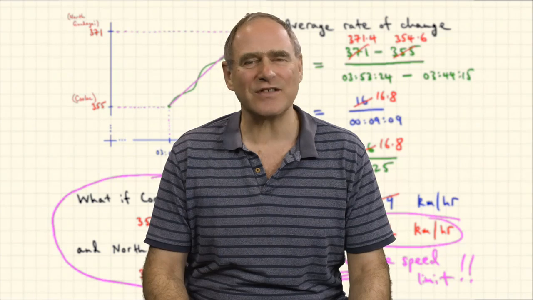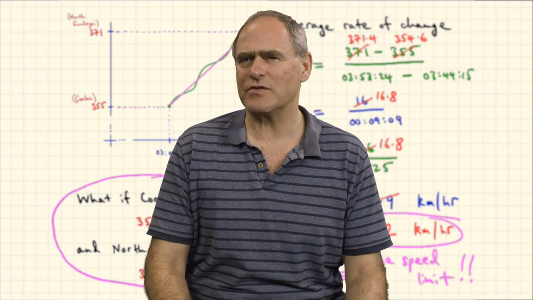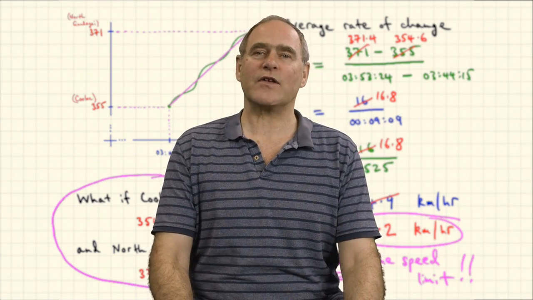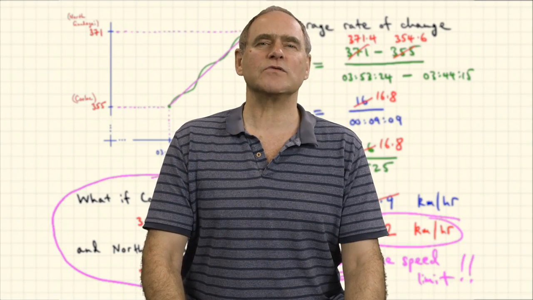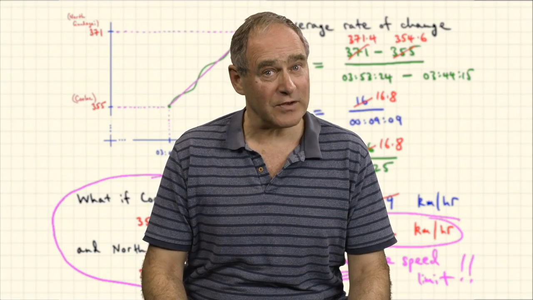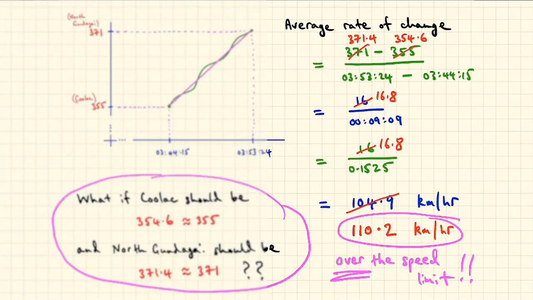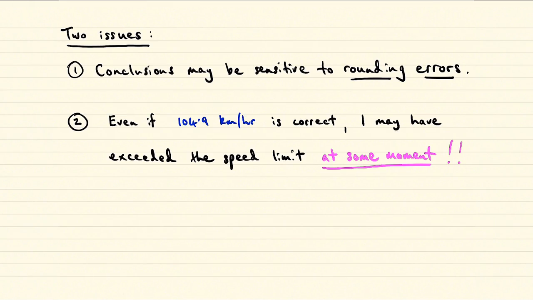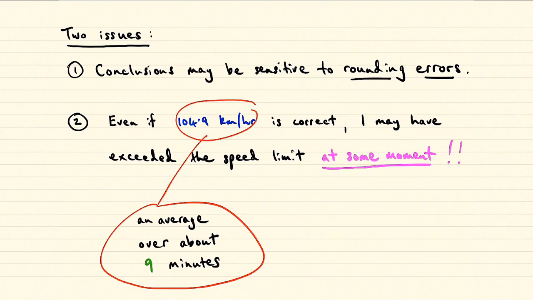You can see how sensitive these calculations can be with regard to possibilities of rounding errors, so one must exercise caution. Estimates of about 110 and 105 agree fairly well to two significant figures, so the mathematics is working, but the outcomes in terms of staying within the speed limit could be drastically different. There are a couple of important issues. The first is the sensitivity of conclusions to rounding errors, which we've just discussed. The second issue is that even if the estimate of 105 kilometres per hour is correct, it's only an average over that leg of the journey, and it's possible to exceed the speed limit at some moment.